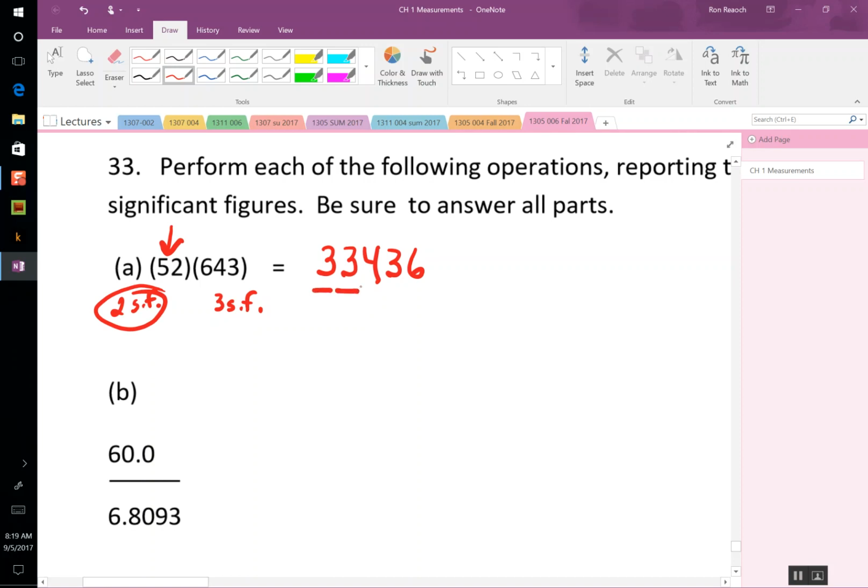2 significant figures. So what are we going to report as an answer? 33,000. The 4 is less than 5, so we're going to leave the 3 unchanged. And 33,000 has two significant figures, right? Two significant figures.